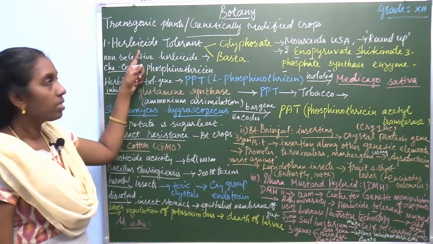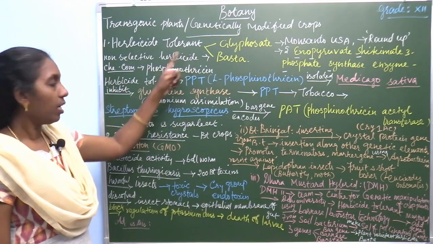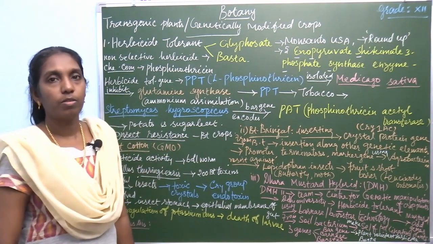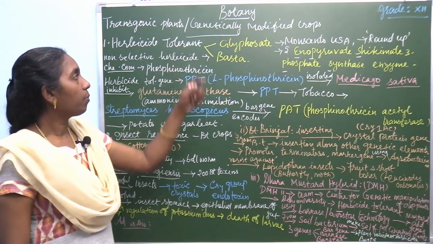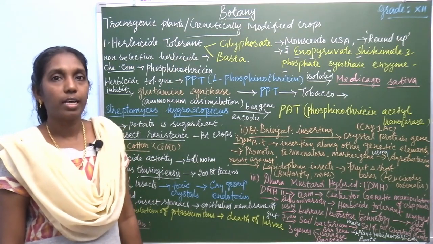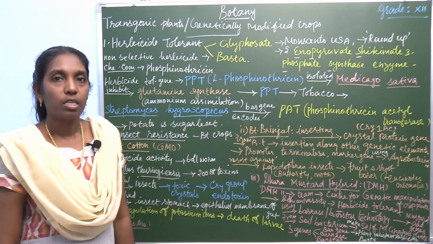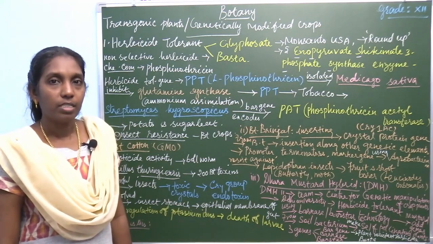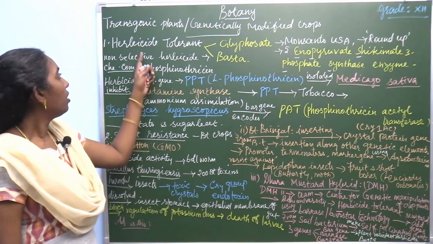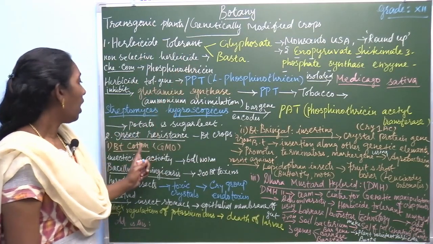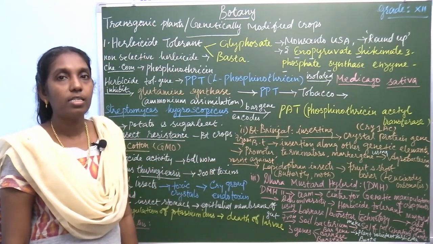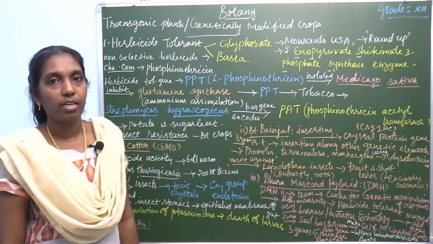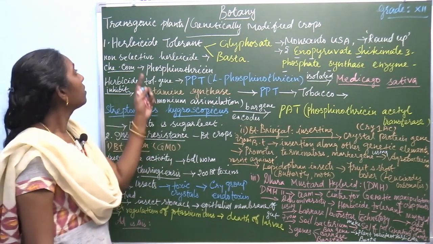You pay attention towards herbicide tolerant variety and insect resistant varieties. There are two types of question you are going to learn. Under transgenic plants, there are many different types of transgenic plants. What are transgenic plants? Genetically modified plants. Many varieties are there, but you are going to concentrate only on herbicide tolerant variety and insect resistant variety, and its advantage and disadvantage. Let's go into the class.